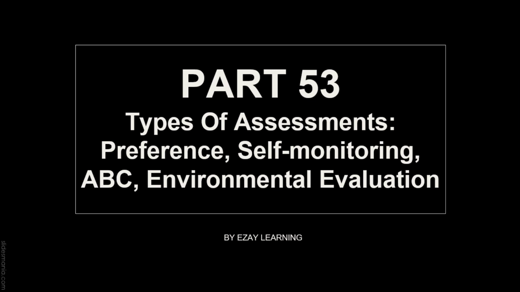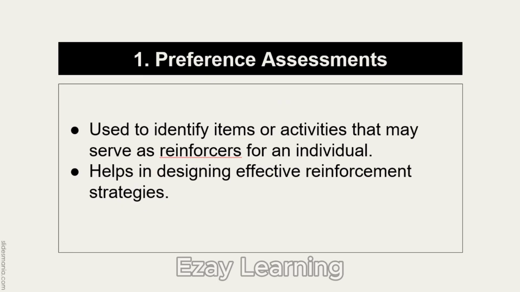Part 53 of the ABA exam preparation series is about types of assessments, that is preference, self-monitoring, ABC and environmental evaluation. The first one is preference assessment. You can guess by the name, preference assessment. So you are assessing the preference of the client.